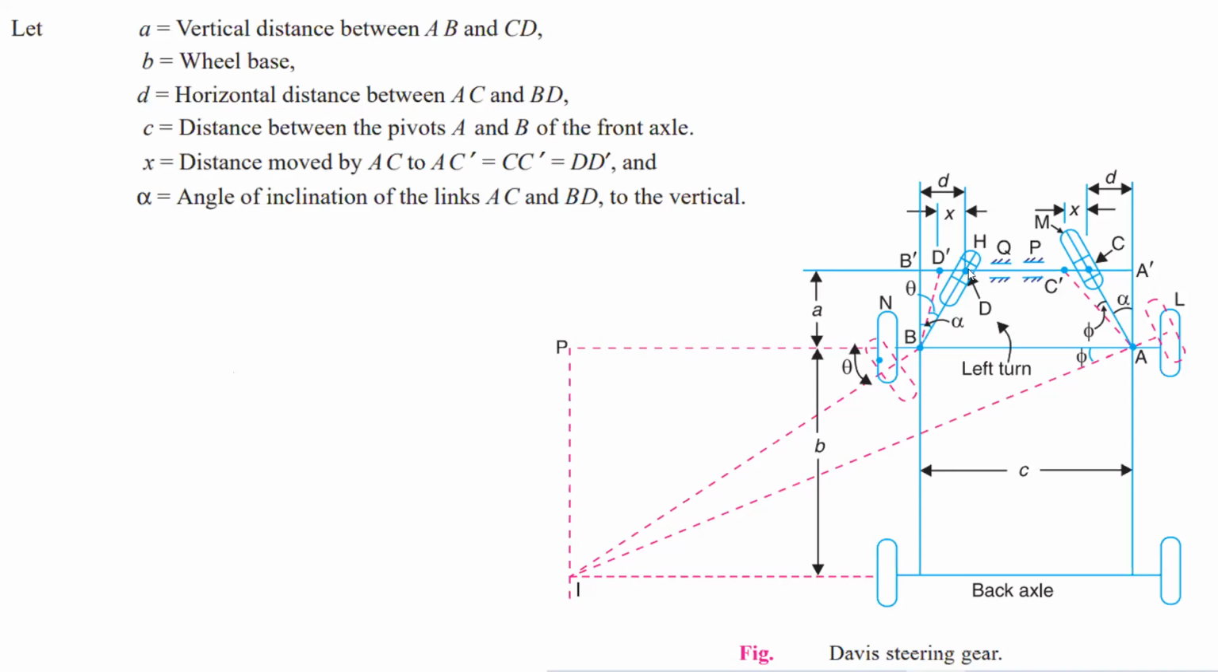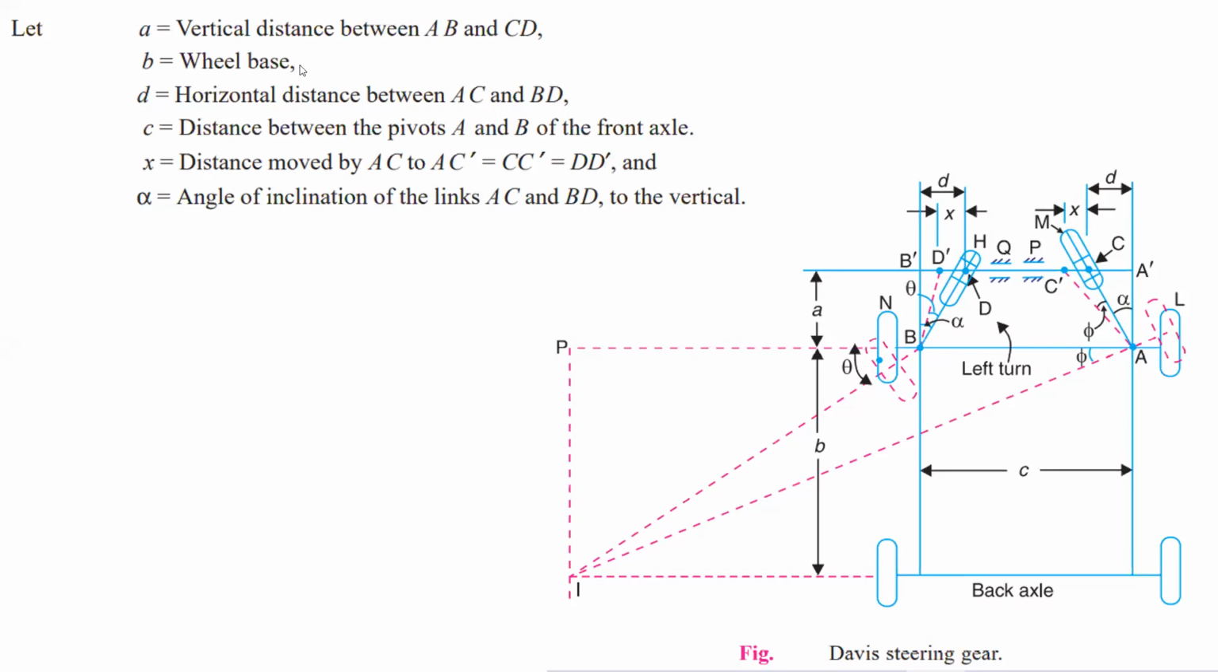Here, let us know the importance of the different letters. So what is A? A, you can see here, is the vertical distance between link AB and link CD. So you can say A is constant, or you can also say that it is the vertical distance between point B and point D, because point D is only moving in the horizontal direction. The vertical distance of point D will not change. That is A.